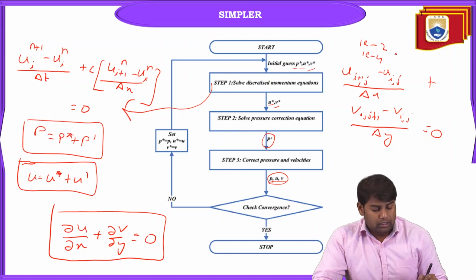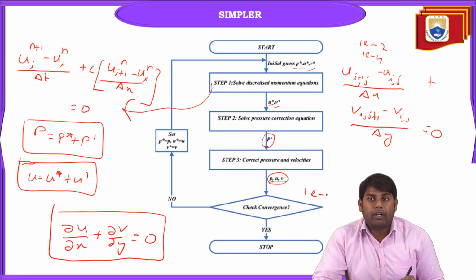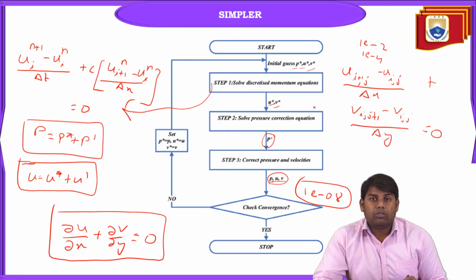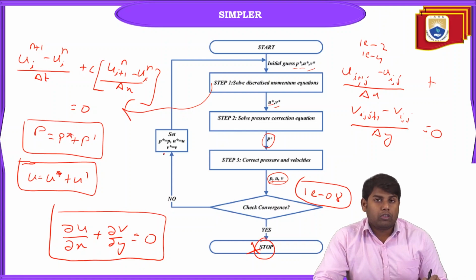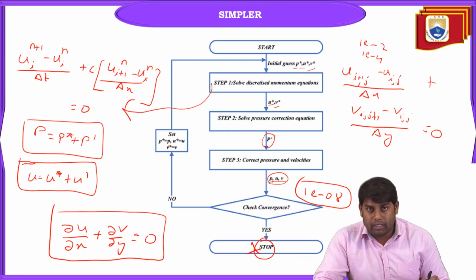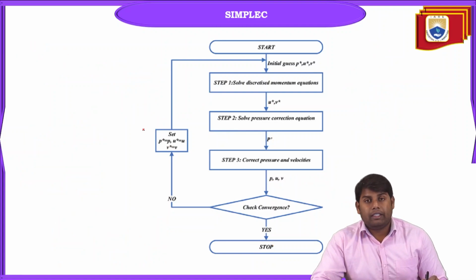Once that is done, we will set a convergence criterion, where the residue has to reach, let's say, 1e-8. You will check the simulation iteration process until the residue reaches 1e-8. Once it reaches that, you will stop. If it does not reach, you will again use this end result as the initial values. So this is an iterative process where initially you store the values and then override them. So that is SIMPLE.